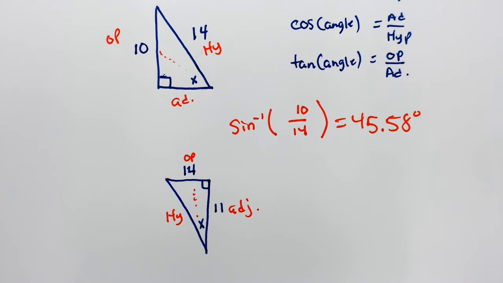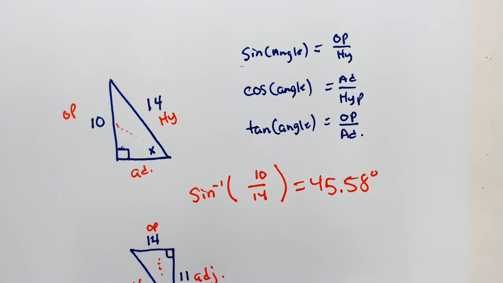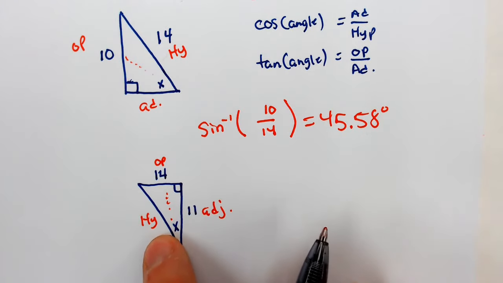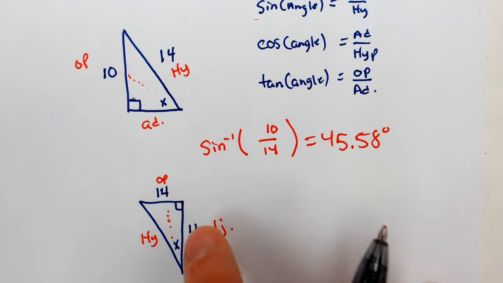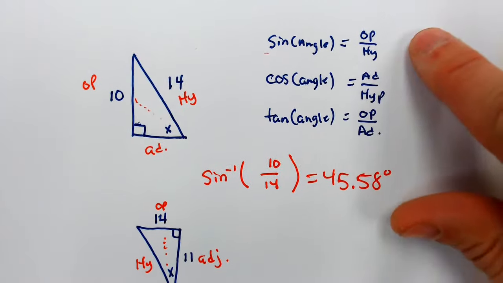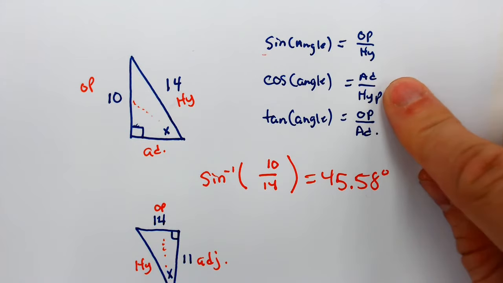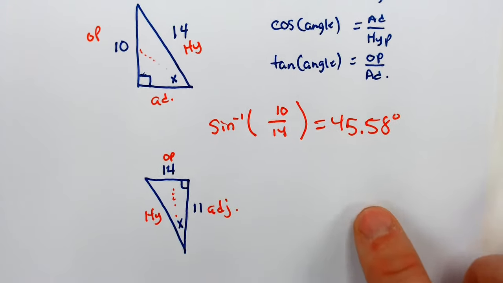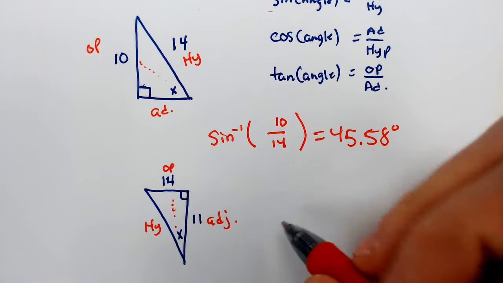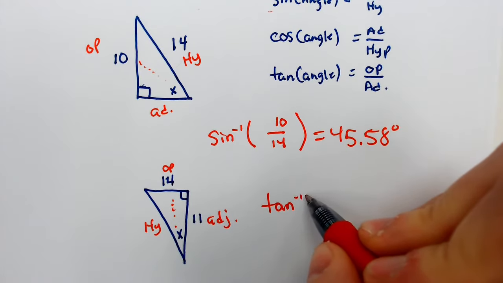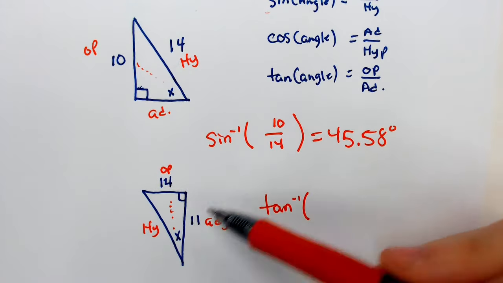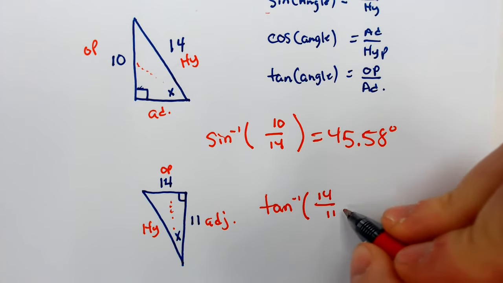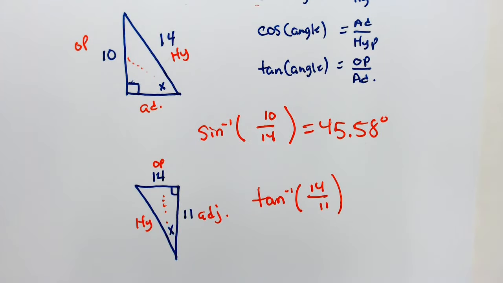So then we look and we're like, okay, which trig function do we have to use? Well, we have opposite and adjacent given to us. We don't have the hypotenuse this time, so we're going to use whichever function has opposite and adjacent. We look and we're like, opposite hypotenuse, adjacent hypotenuse, opposite adjacent. Then we use the tan function. So instead of using sine -1, we're going to use tan -1, and that's opposite over adjacent because that's what tan is, so 14 over 11.